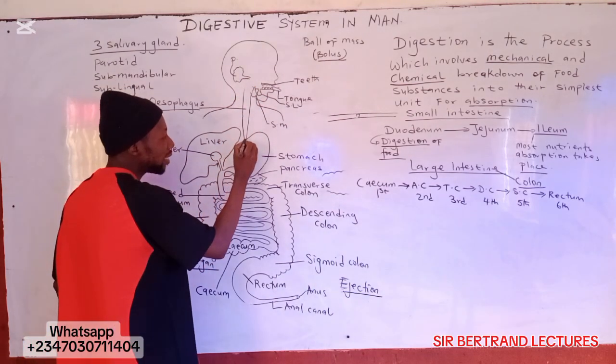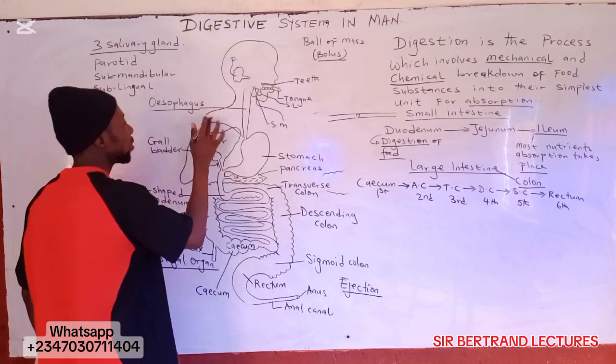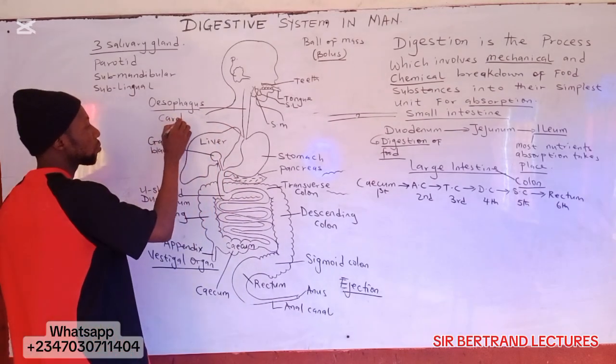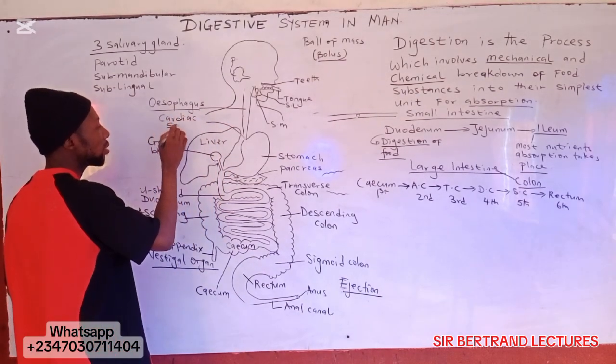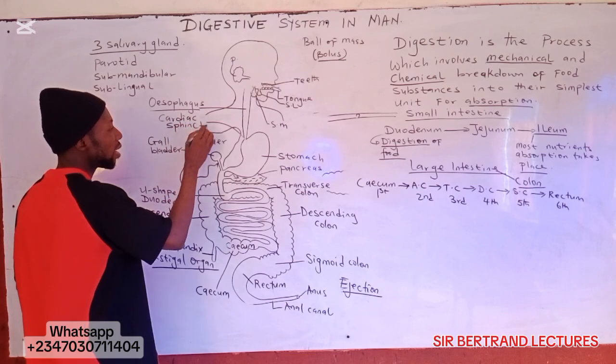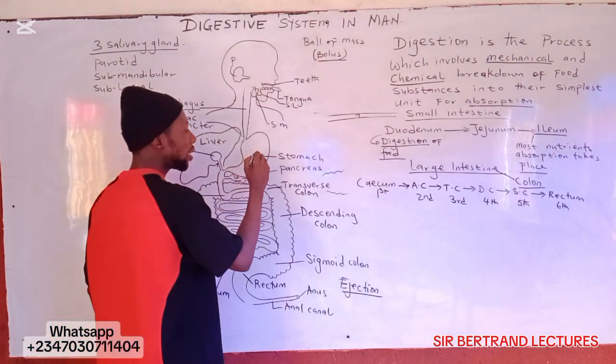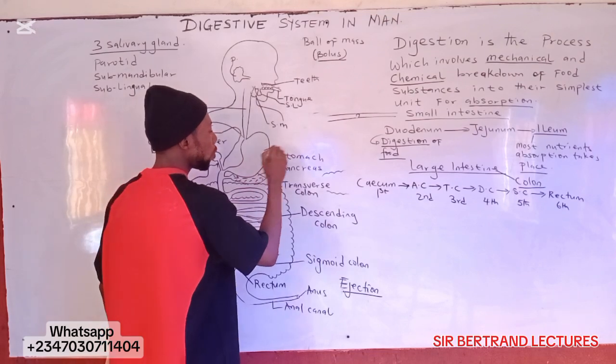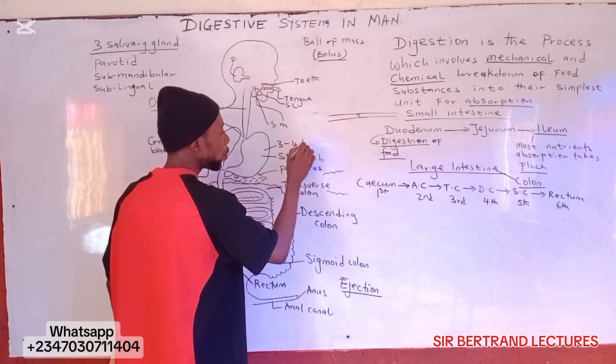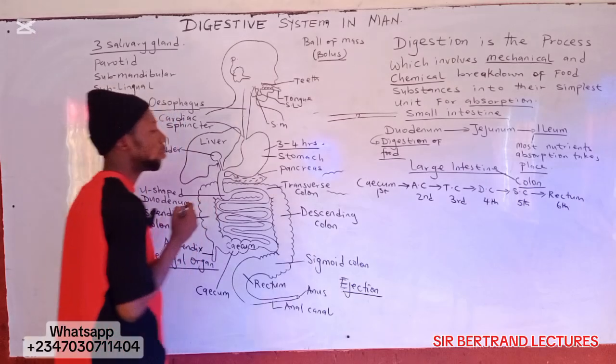Then this part here is known as the cardiac sphincter. This is the cardiac sphincter. Okay, here is the stomach. The food stays in the stomach for about 3 to 4 hours.